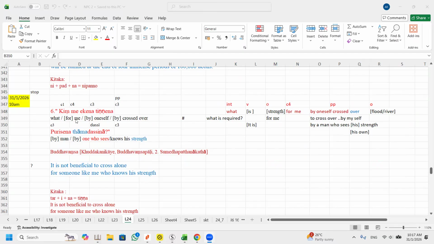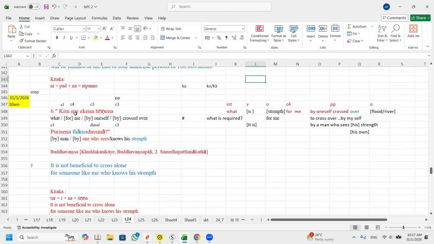Okay, so in this case, Kim is what? Kim is an interrogative pronoun. Masculine is ko, feminine is ka, neuter is Kim. The verb to be in this line isn't present, so we have to supply "is". Also, the object cannot be found in this line.